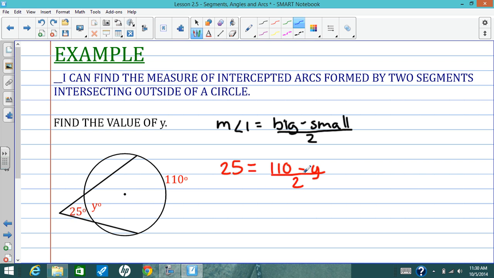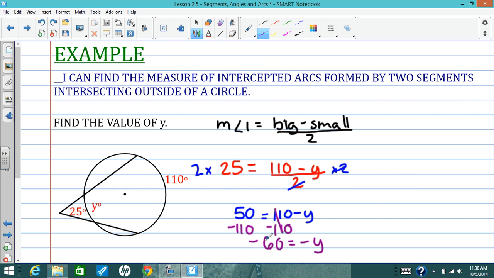To get rid of this 2 here, I'm going to multiply both sides by 2. And these cancel and leave us with 110 minus y. I'll subtract 110 from both sides. And we don't want to know the value of negative y. We want to know the value of positive y. So we can either multiply by -1 or divide by -1 and get that y is 60 degrees.